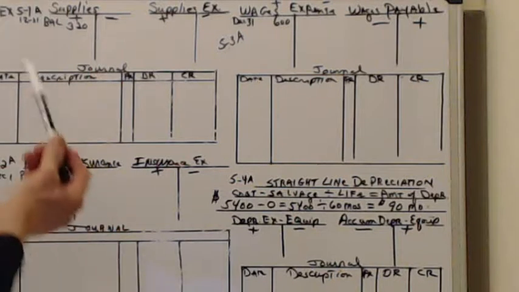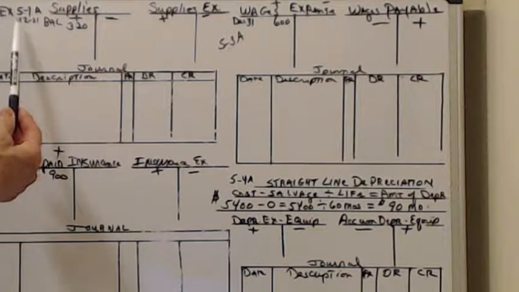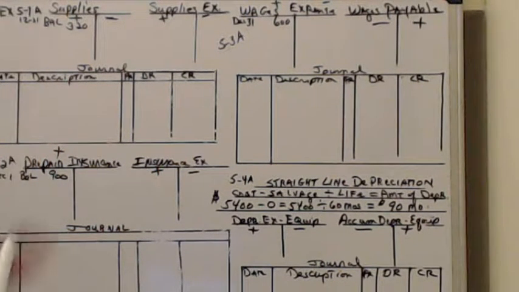It's the end of December now. If you look at the date, it's December the 31st. Surely we used up some of those supplies. There's probably not $320 left anymore. So someone has to go count to see what's left. They take an inventory. An inventory shows what's there now.